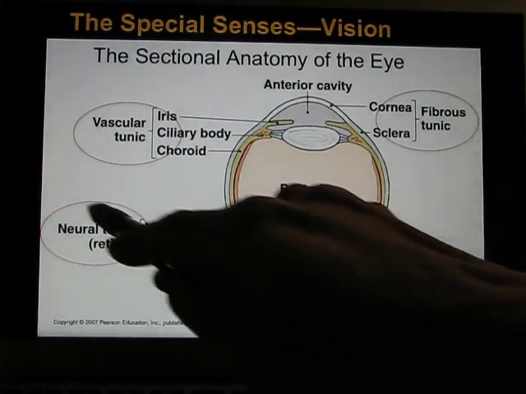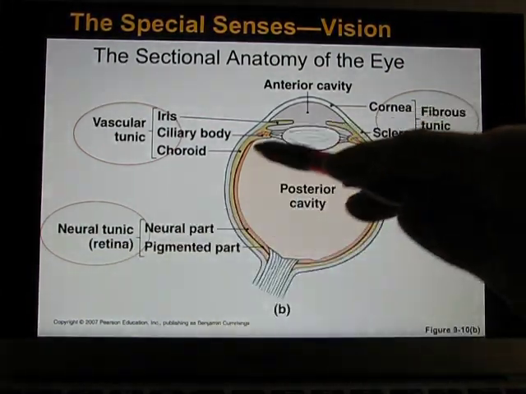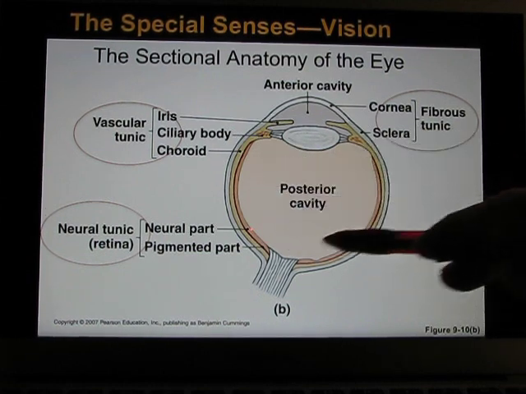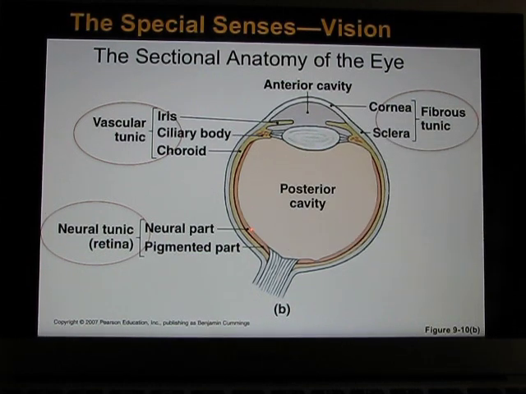The third layer is called the neural tunic, the retina. It's like a piece of paper at the back of the eyeball, and that's the most important structure in the eye. It transfers light into neuronal signals.